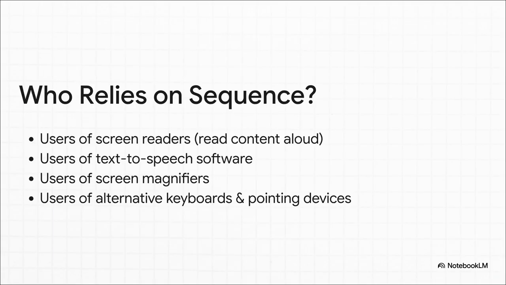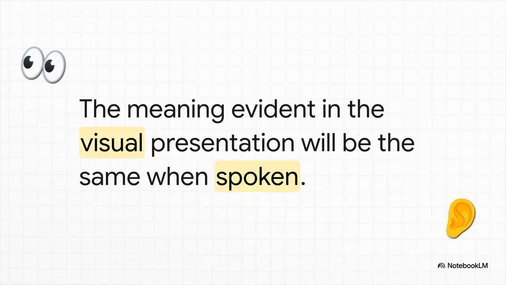So who exactly relies on this hidden order in the code? Well, you've got people who are blind using screen readers. That's software that literally reads a web page out loud. You've got folks with cognitive or learning disabilities who might use text-to-speech tools. It even affects people using screen magnifiers because a magnifier often follows the code's path to move around the screen. For every single one of these users, if the code is a mess, the information they get is a mess. Simple as that.